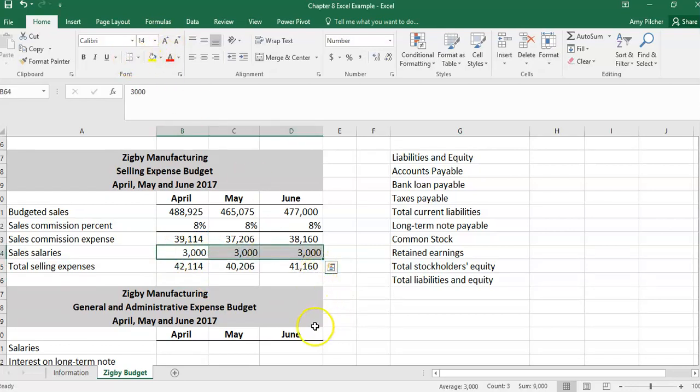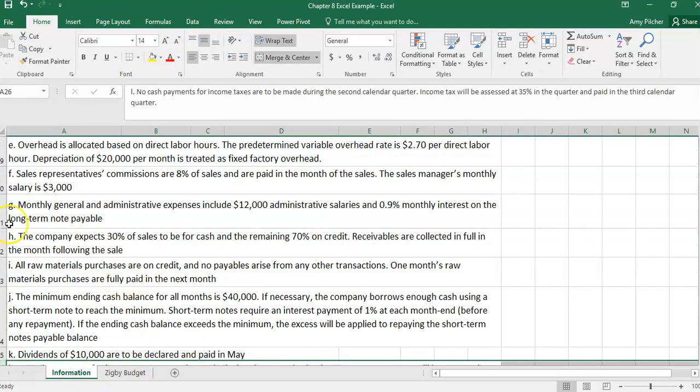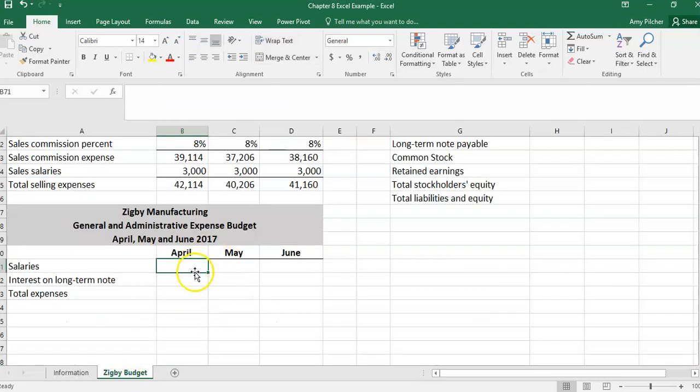The last budget schedule that we have is the general and administrative expense budget. So our monthly general and administrative expenses include $12,000 in administrative salaries and 0.9% monthly interest on the long-term note payable. Let's start with our $12,000 in salary. So $12,000 per month in salary.